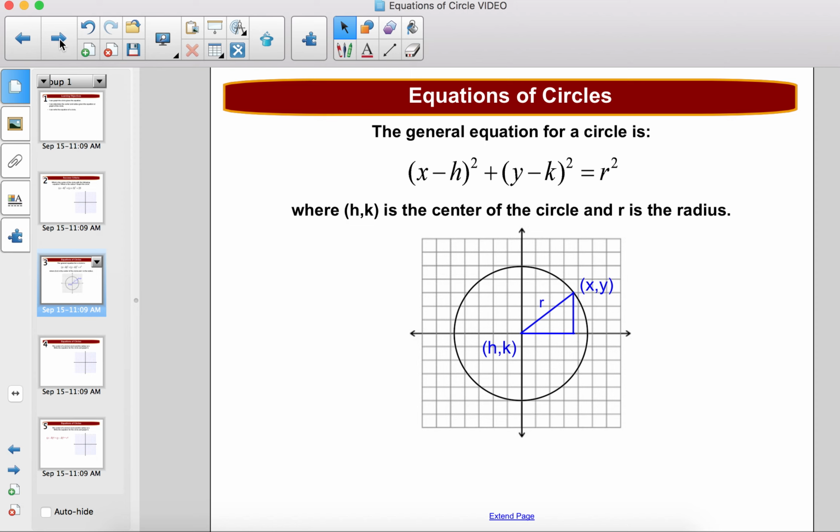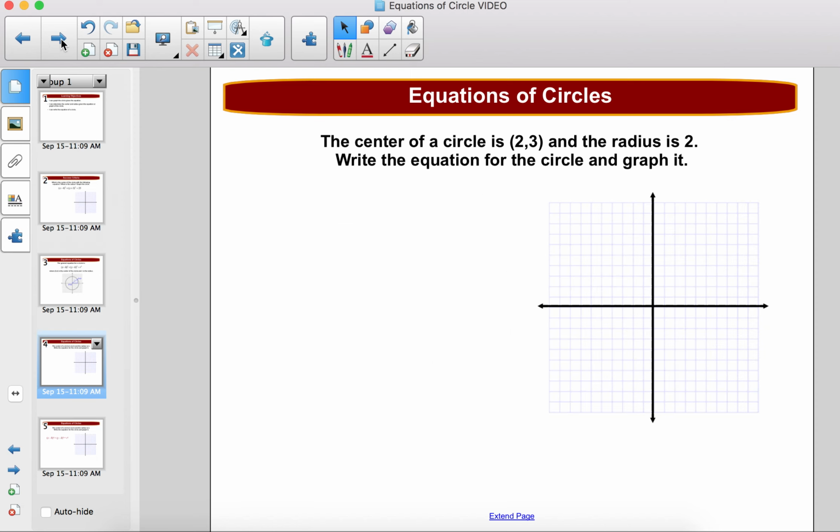Okay, so hopefully that's written in your notes packet, because now we're going to do a bunch of examples. All right, example number 1. It says the center of a circle is (2, 3), and the radius is 2. Write the equation and graph it. So I'll just go in order. Let's write the equation first.